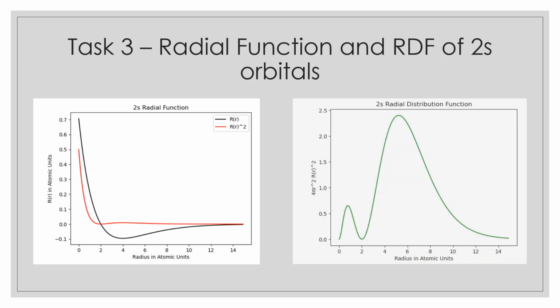To the right, the radial distribution function, which is the integral of the area of a sphere, the area of the sphere being 4/3 pi r cubed. So the integral of this sphere is 4 pi r squared, multiplied by the square of the radial function. This gives us the probability distribution of finding the electron in certain space, with a maximum around 6 atomic units. It's interesting to note that the radial function crosses the x-axis at a radius of roughly 2, which corresponds to the minimum on the radial distribution function, indicating a radial node, where the electron will not be found in space.